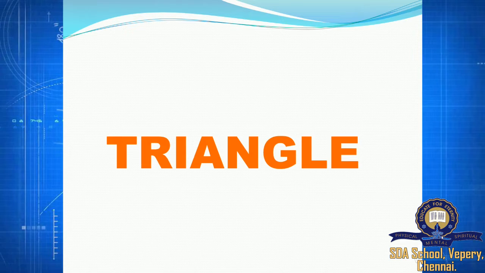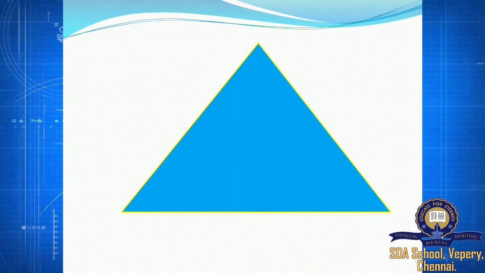Now we'll go to the picture of a triangle. We'll see the important features of this shape. A triangle has 3 sides: 1, 2, and 3. The second thing is a triangle has 3 corners.